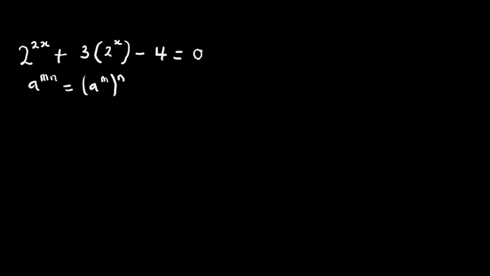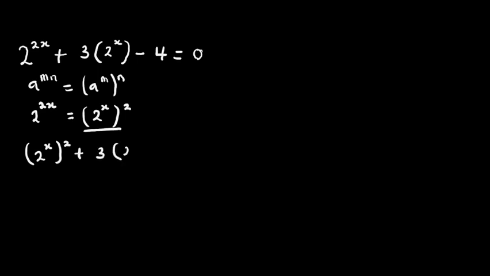So I'm going to rewrite 2 to the power of 2x as 2 to the power of x all squared. So I will now plug this into the original equation. So instead of writing 2 to the power of 2x, I will now write 2 to the power of x all squared plus 3 multiplied by 2 to the power of x minus 4 equals 0.